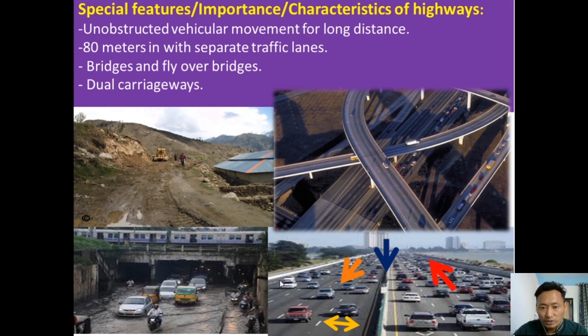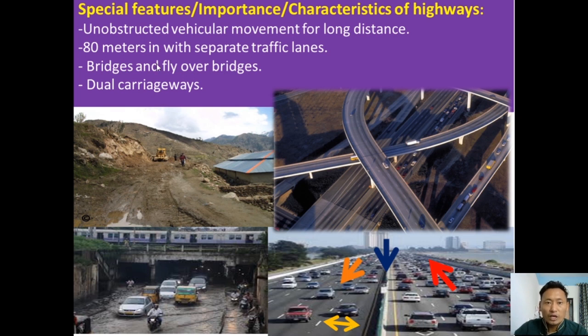If you look at this image, from here to here we have 80-meter width with separate traffic lanes. So here the vehicles are moving in opposite directions. These vehicles are coming down and these vehicles are moving in the opposite direction. This is the first lane, this is the second lane. This yellow line shows lane 1, lane 2, lane 3, lane 4, lane 5, lane 6. Likewise, here also we have six lanes. So it has 80-meter width from here to here, with separate traffic lanes.